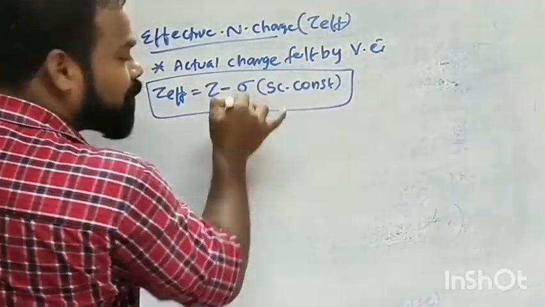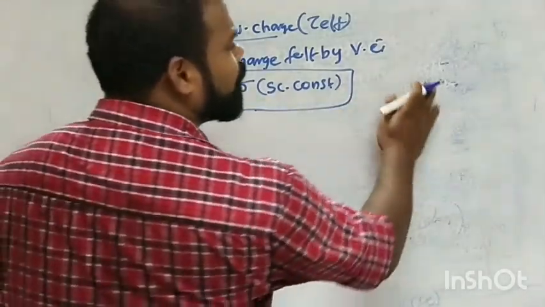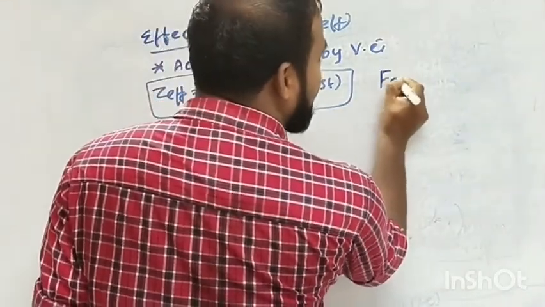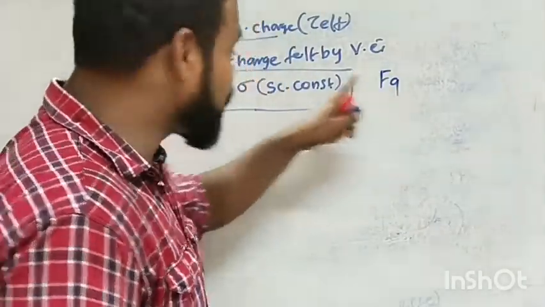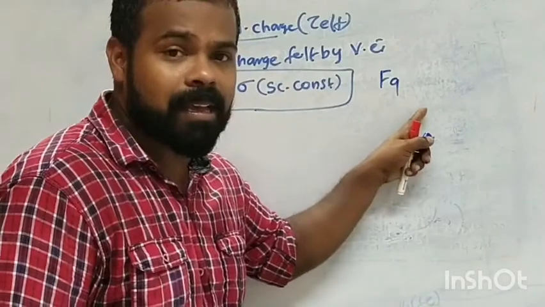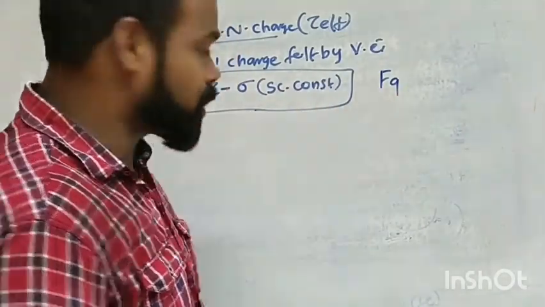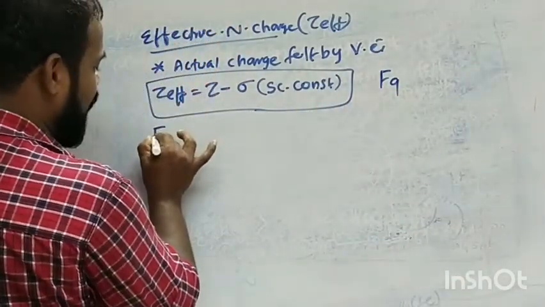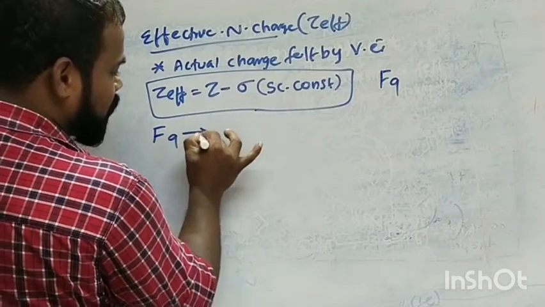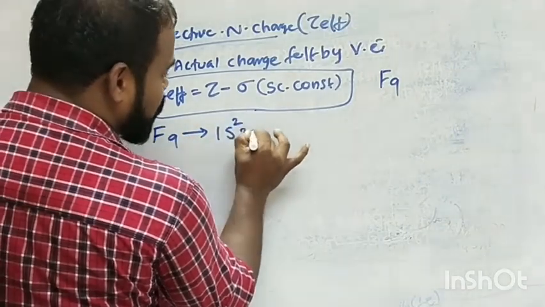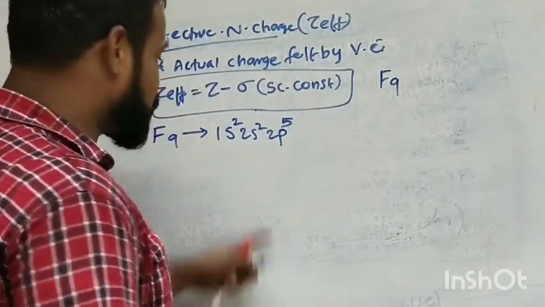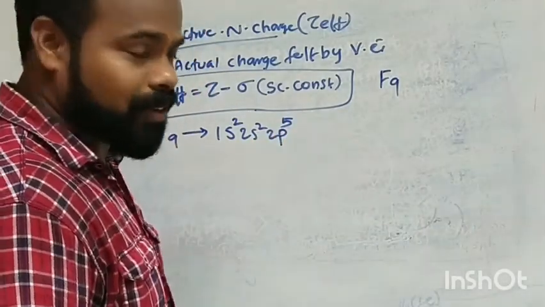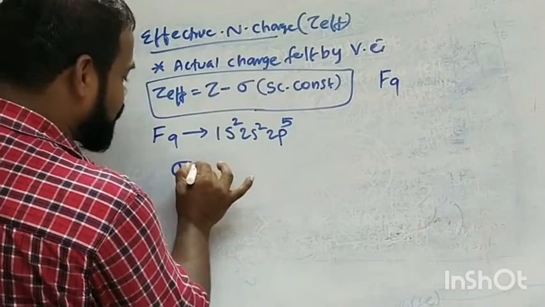That means, first of all, every atom we know. We take one atom, fluorine, atomic number 9. The number of electrons and protons are the same, 9. Then instead of Z, I can apply 9 here. But sigma we want to calculate separately. Therefore, I have taken F 9. The electronic configuration is 1s2, 2s2, 2p5. I want to calculate sigma there.